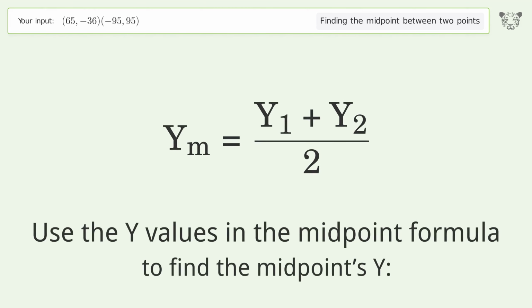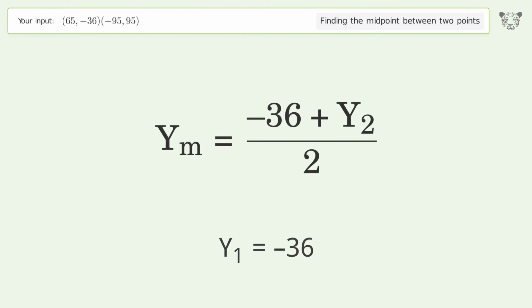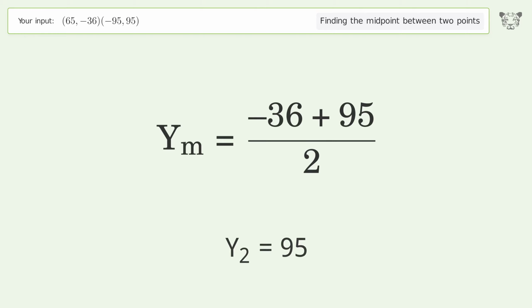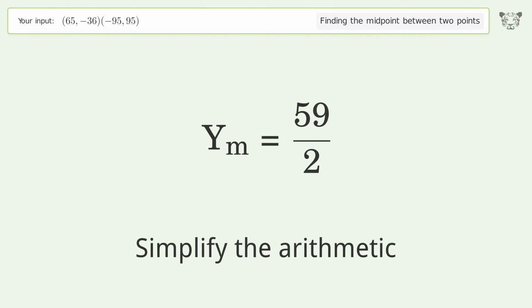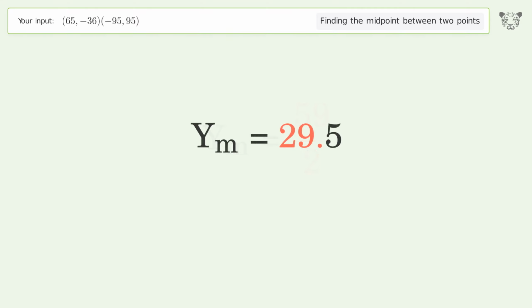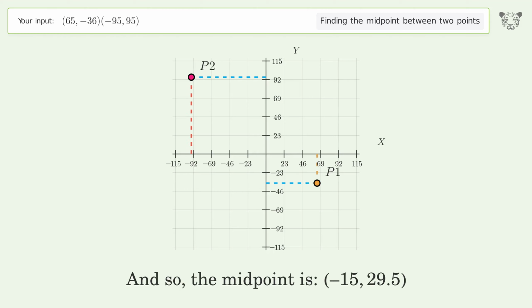Use the y values in the midpoint formula to find the midpoint's y. y1 equals negative 36. y2 equals 95. Simplify the arithmetic. And so, the midpoint is negative 15, 29.5.